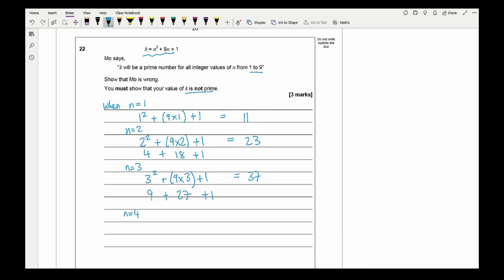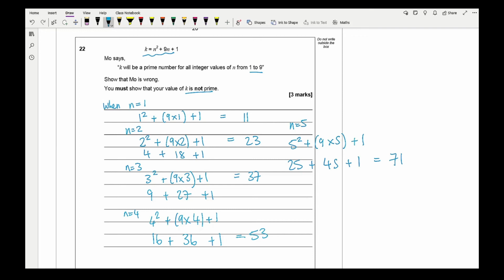I try n equals 4, 4 squared plus 9 times 4 plus 1, so I've got 16 plus 36 plus 1, which is 53, and that's prime. So I try n equals 5, so I've got 5 squared plus 9 times 5 plus 1, so I've got 25 plus 45 plus 1, which gives me 71, which is prime.